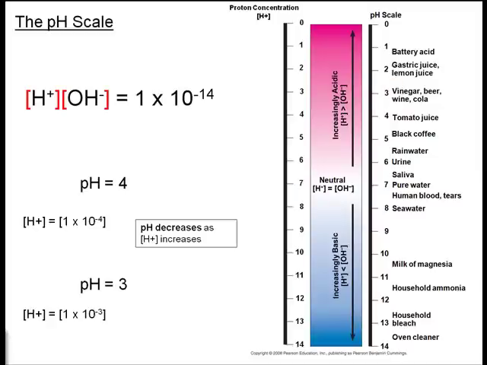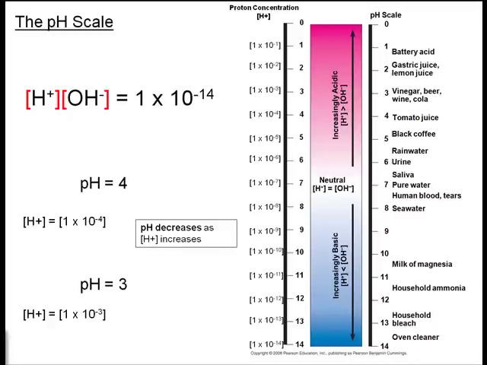There's an easy way to know what your pH is as long as you know your proton concentration. Say you're given a proton concentration of 1 times 10 to the minus 4. That would be a pH of 4. A proton concentration of 1 times 10 to the minus 3 would give you a pH of 3, and so on. 1 times 10 to the minus 2 would be a pH of 2, and the rest of the scale works the same way. And that's how you know how basic or how acidic you are.